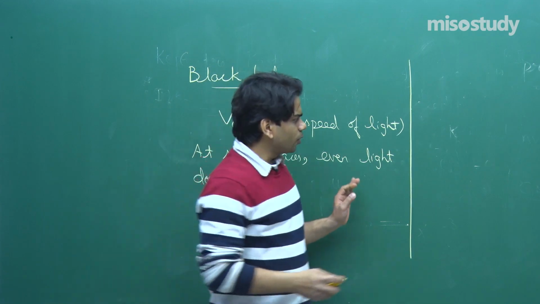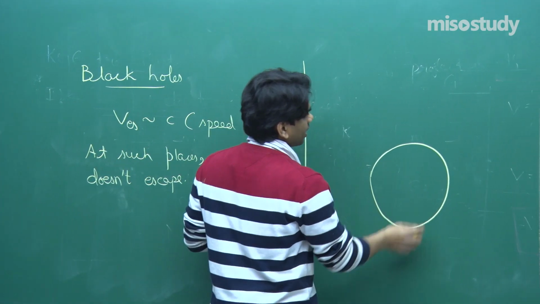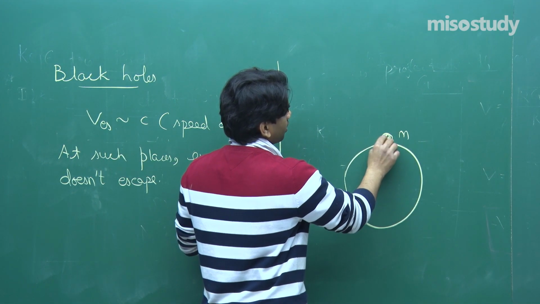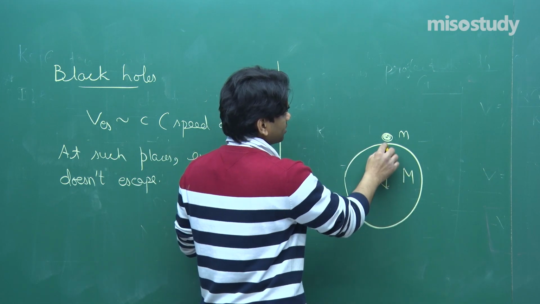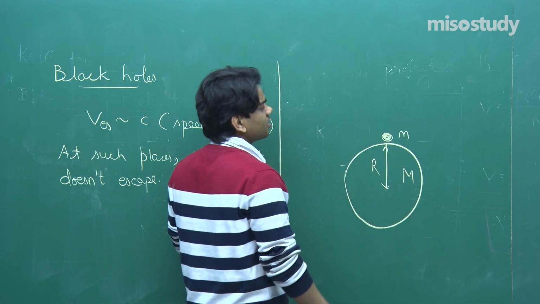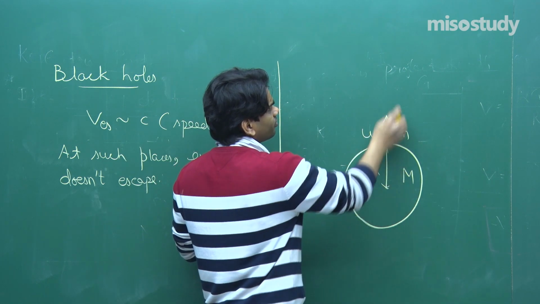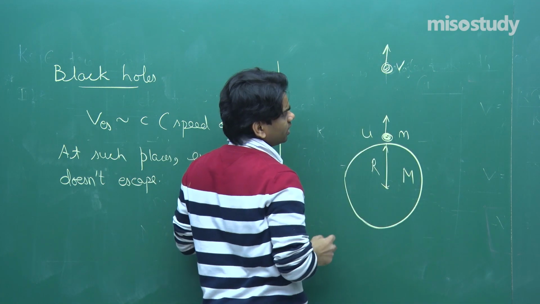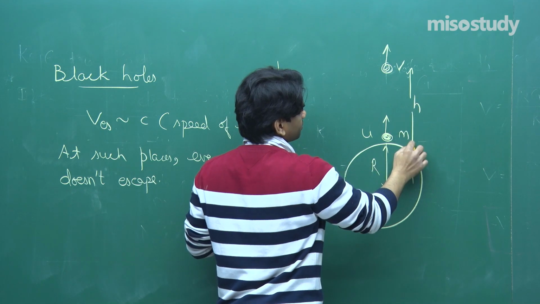I told you, suppose the surface of Earth, and let's say you have an object here, its mass is m, and we have the mass of Earth as capital M. All variables will be used the same. This is the radius. Suppose you project it with some speed u. After reaching some height, it acquires speed v, and this height attained, let's say it is h.